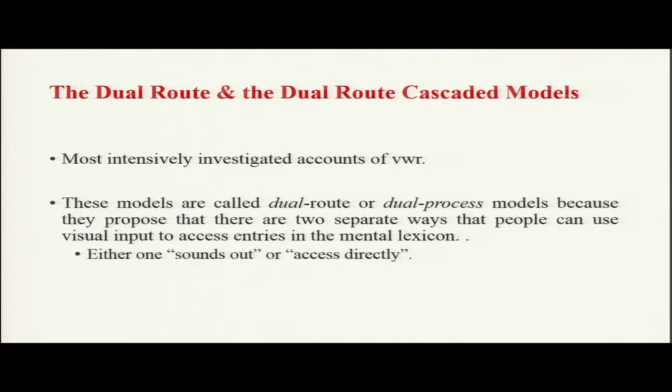First, let us look at the dual route and the dual route cascaded models. The dual route accounts are probably the most extensively investigated accounts of visual word recognition. These models are called dual route or dual route cascaded models because they propose that there are two separate pathways, two separate routes using which people can use the visual input to recognize individual words. In one way, you can just sound out the given word, converting each of the letters to its sound, combining all of those sounds and then speaking it. The other way is more direct: you look at a word, you directly map it with something that you already know and use that as a way to read the word.